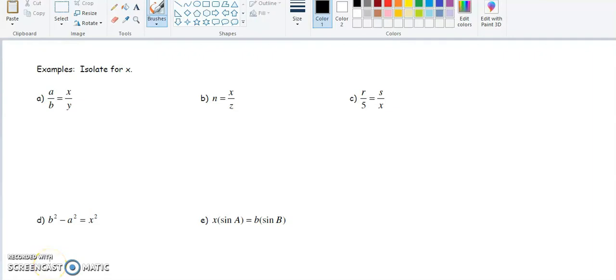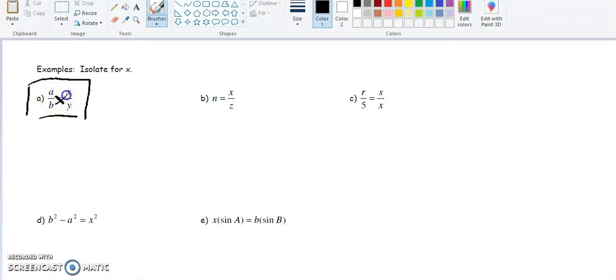Hi everyone, so today we're going to try to solve an algebraic problem where we have to isolate for x. So for instance, letter A, it says a over b is equal to x over y. So the first step when you have a proportion like this, when I say proportion, it's a ratio with an equal sign. And so basically it's a fraction equals another fraction. So when you have a proportion, you have to cross multiply first.